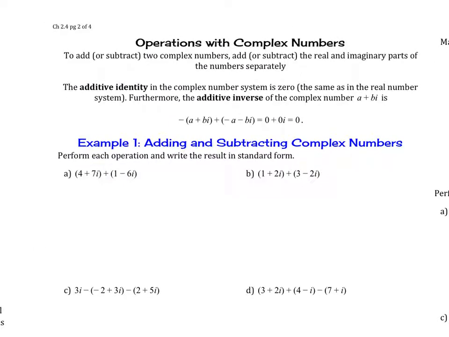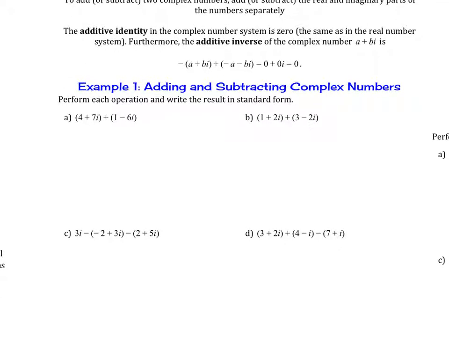So operations with complex numbers. To add or subtract two complex numbers, we're going to add or subtract the real parts and then the imaginary parts of the numbers separately. So let's just try this out. We have 4 plus 7i plus 1 minus 6i. So we're going to add the real parts together, 4 and 1, and then we'll add the 7i and the -6i. So 4 plus 1 is 5, and 7i minus 6i is just i.